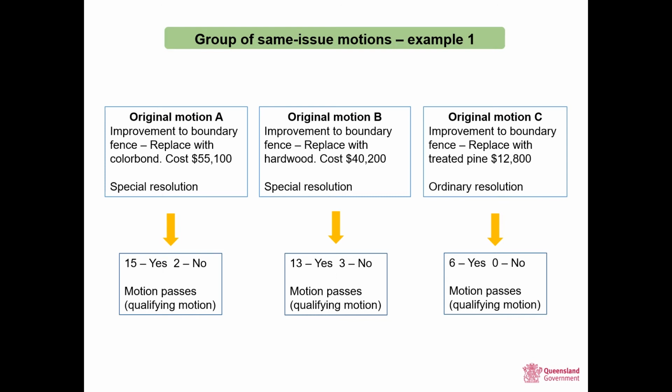You can see in the example that all three motions have passed and have therefore become qualifying motions. As there is more than one qualifying motion, next the body corporate counts the votes in favour of each motion. If a motion receives the highest number of votes in favour, it becomes the body corporate's decision. Therefore, original motion A is the decision of the body corporate, as it has the highest number of votes in favour of the motion at 15 votes.